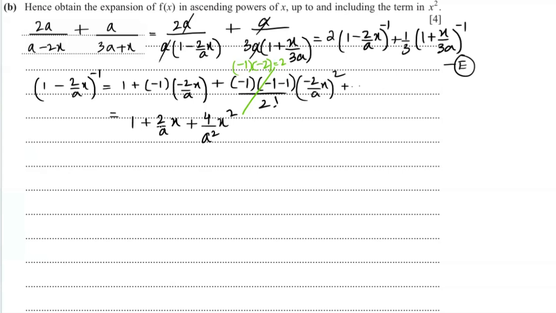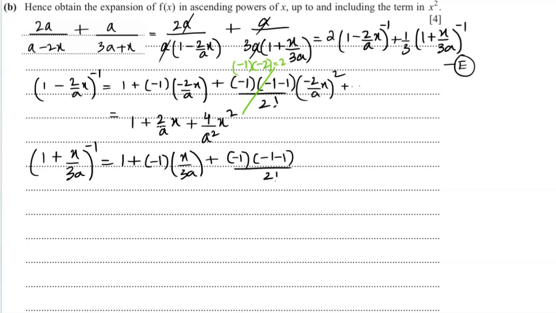Now pick the second one. This is 1 plus x over 3a raised to the power negative 1. This will be 1 plus nx plus n minus 1 divided by 2 factorial, and x squared, right? Now I'm going to simplify this again. 1 minus x over 3a.